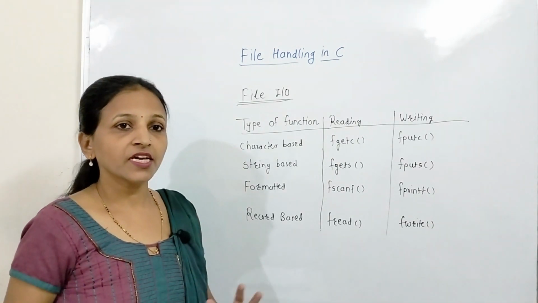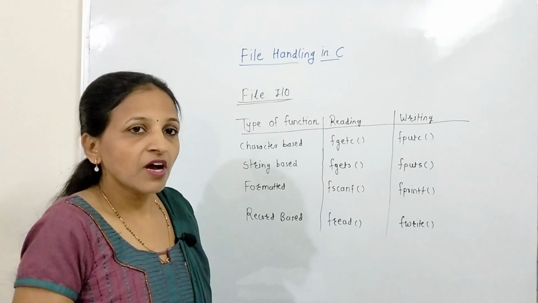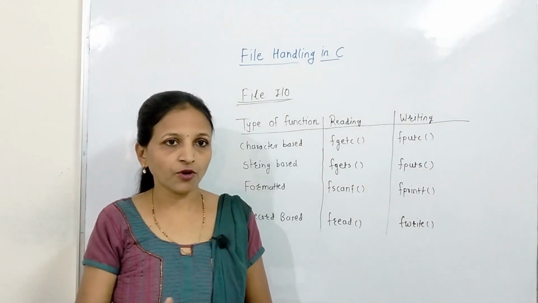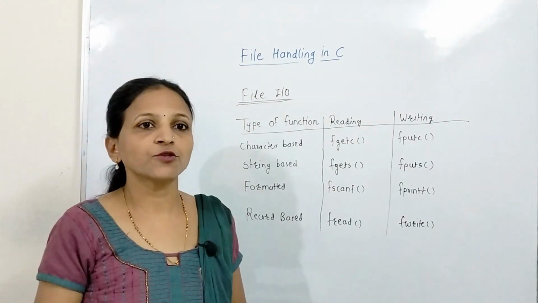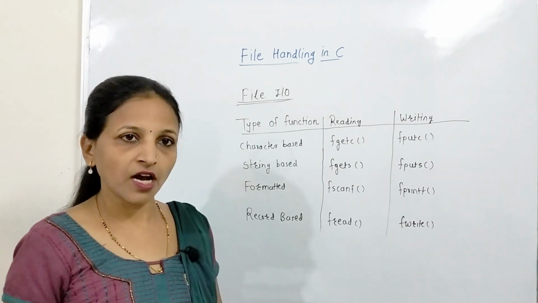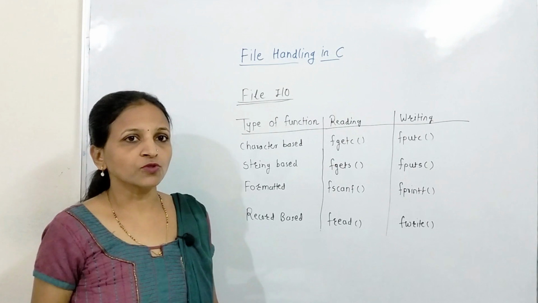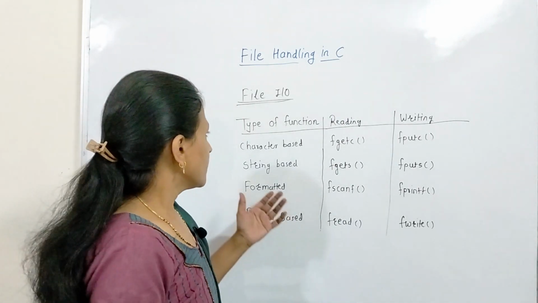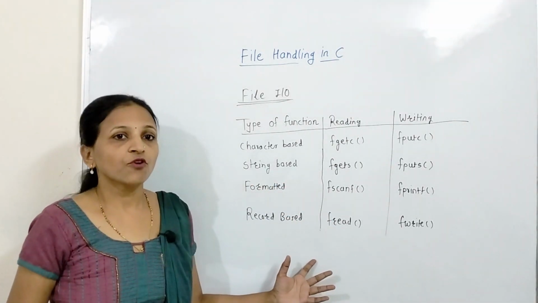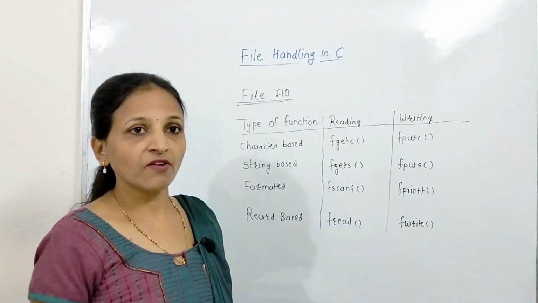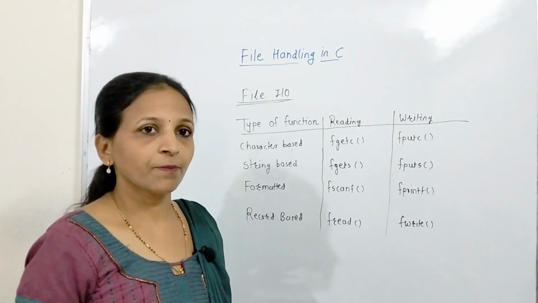I/O means input, output, meaning how we can read from a file and how we can write to a file. That is nothing but input, output. There are multiple types of functions we can use for file I/O. Here is the summary for that. After this, one by one we will see all the functions in depth.